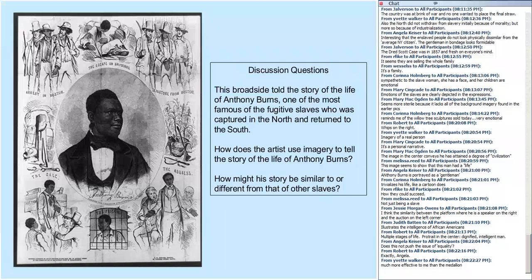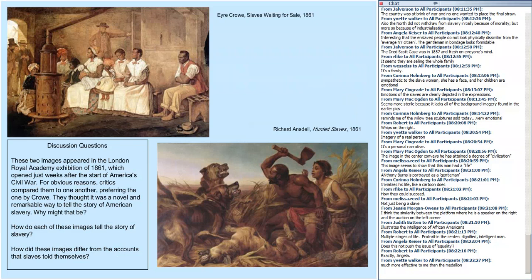I'm mindful of the fact that our time is drawing nigh, and so I want to give you two last images for us to look at, because it gets us to the point of 1861 and two very different images which pick up on earlier themes and do new things with it. These were two paintings, both painted by British artists, both exhibited in London in 1861, and that tell different stories about American slavery.